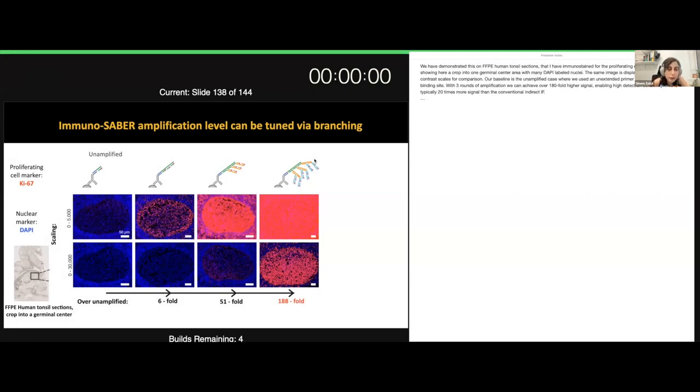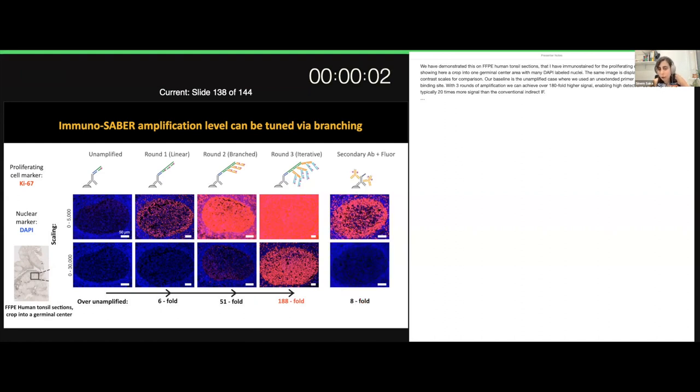So this is the application on FFPE samples, like these are tonsils. We are looking at a particular region here in the germinal centers. All of the dots are DAPI, and the red is Ki67, a proliferating cell marker that we have labeled with an antibody that has a DNA barcode. For the unamplified case, we have no concatemer, only one imager binding site. Sorry, I think I wanted to show the secondary antibody fluorophore too.